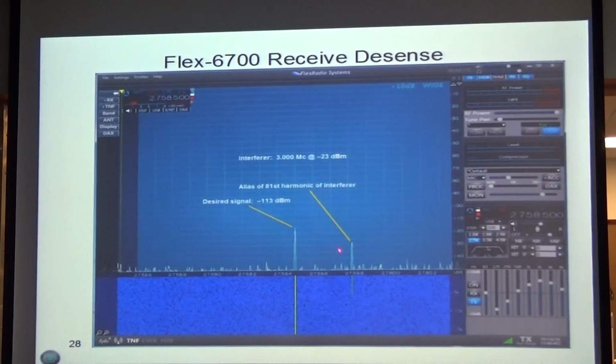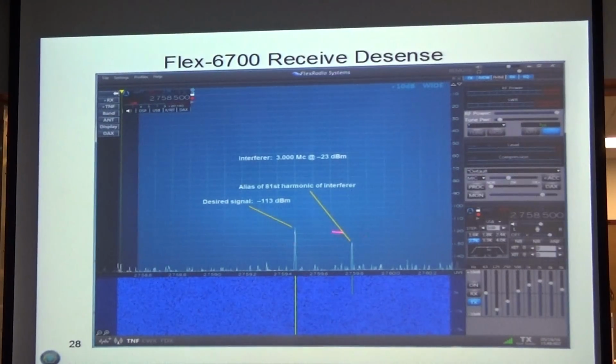And one of the ways I proved it to myself is with the signal generator I was using to generate the 3 meg interferer, I moved it by 10 hertz. That moved by 810. I moved it 20 hertz the other way. It moved by 1620 hertz. So it was real, it was there, and you could replicate it. Now, this is a case here where my desired signal, I'm not changing it.